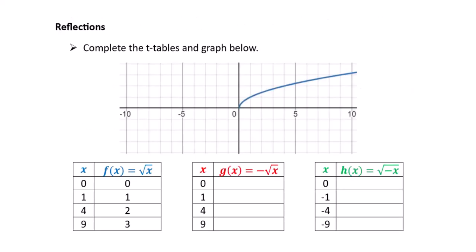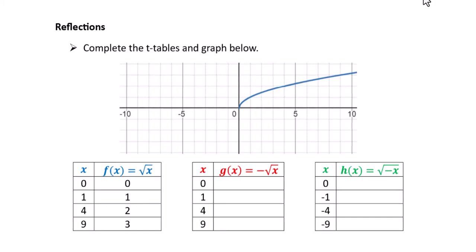Reflections. Complete the t-tables and graph below. I have the parent graph, the blue graph, already tabled out and graphed for you. It's one of our well-known parent graphs. Let's look at the red g of x function. g of x equals negative square root of x. And how is that going to look when we graph it?